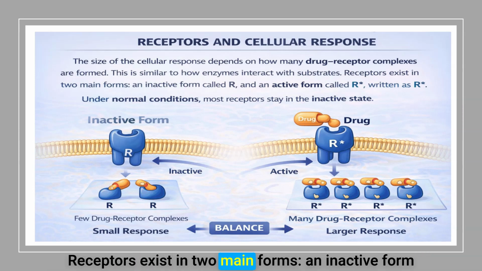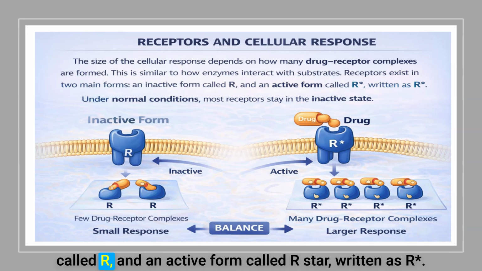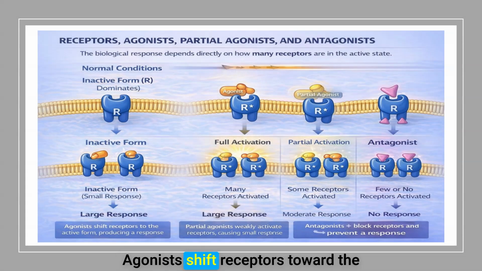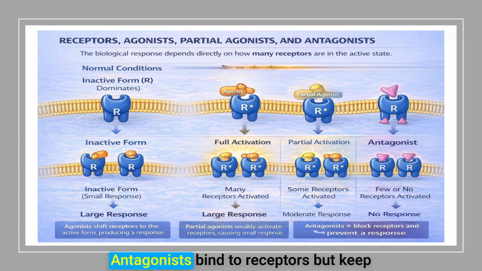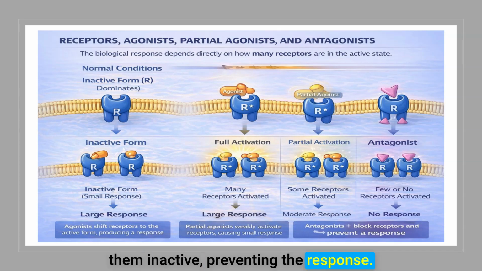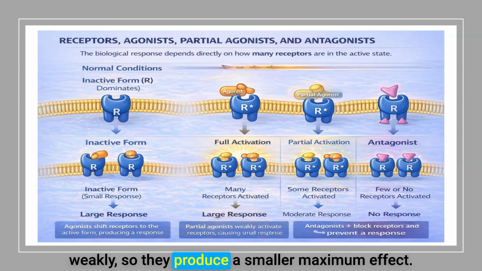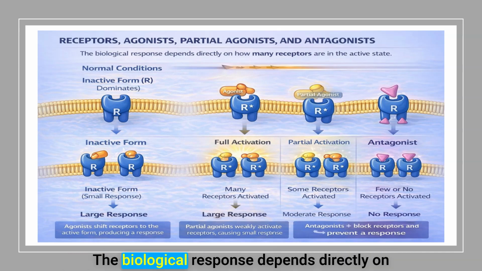Receptors exist in two main forms, an inactive form called R and an active form called R star, written as R*. Under normal conditions, most receptors stay in the inactive state. Agonists shift receptors toward the active form, producing a response. Antagonists bind to receptors but keep them inactive, preventing the response. Partial agonists also activate receptors, but only weakly, so they produce a smaller maximum effect. The biological response depends directly on how many receptors are in the active state.